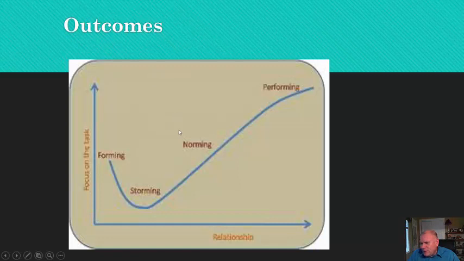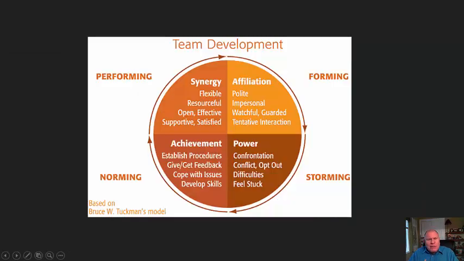And this graph simply shows us that the focus on task starts out pretty high, then it drops down, but as relationship builds, there's a direct relationship to focus on the task and the outcome. When we look at team development, we see some characteristics that are happening when a team is forming. It tends to be very polite, very impersonal, just nice stuff. People tend to be a little guarded. We don't always jump in and say what's on our mind. And you sort of just play with what's going on, okay?